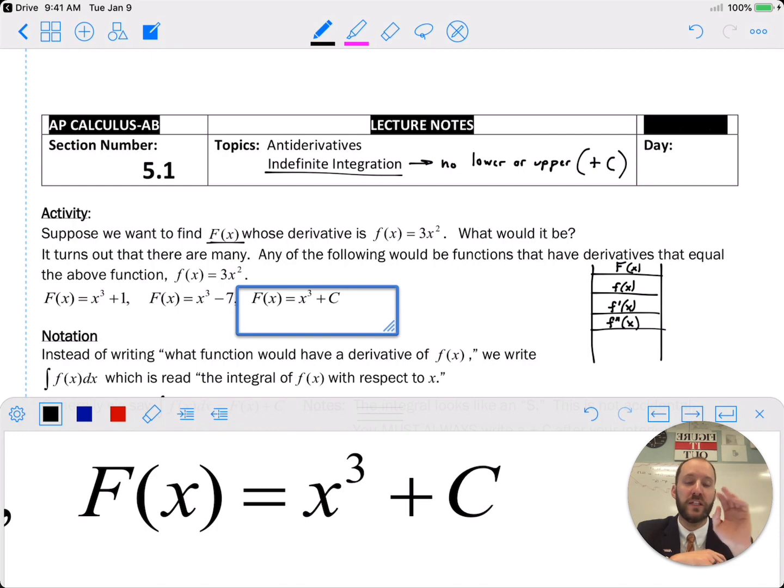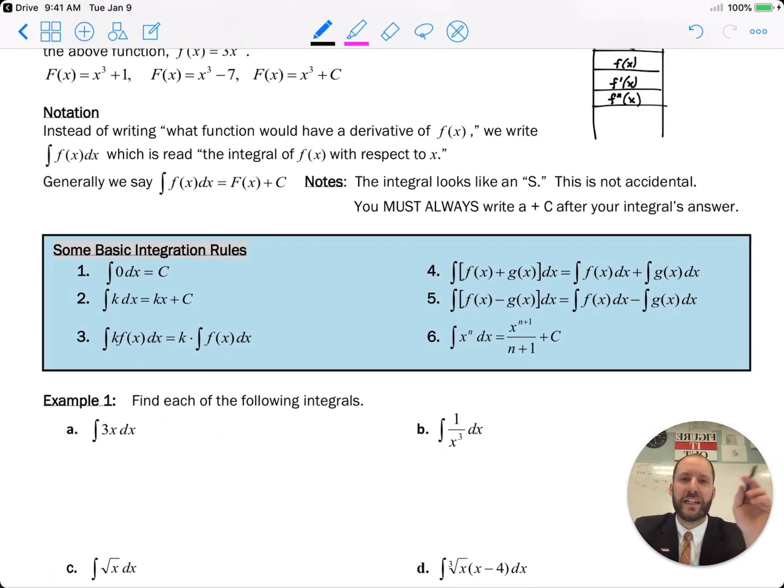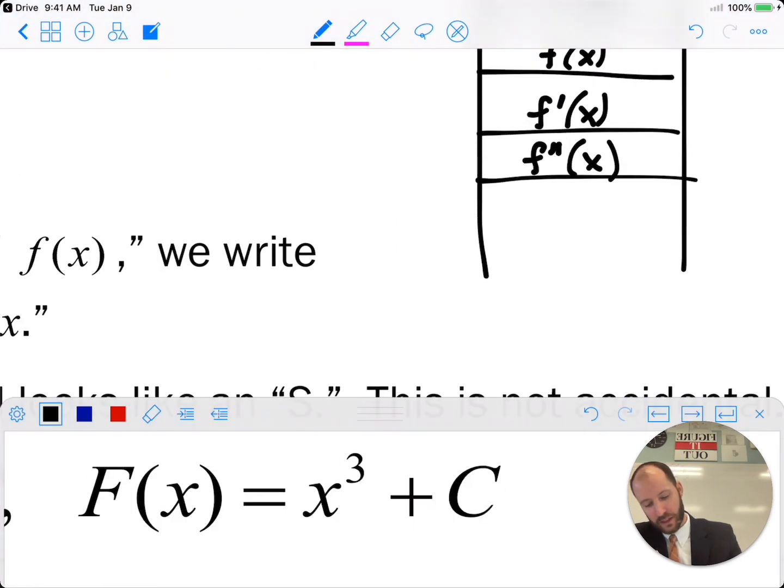There could be some number there. That number could be 0, but it also could not be. So we kind of leave ourselves some wiggle room. If there's a number, it can go in there for C. Some basic integration rules. These look a lot like limit rules, derivative rules. But number 6 is the one I want to focus on.